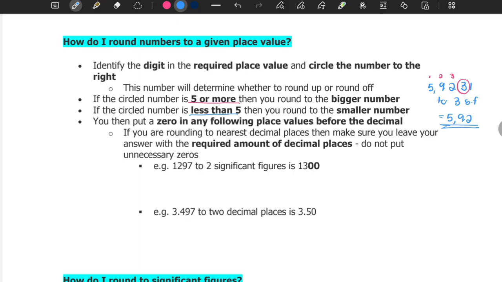So then it says, if you put a 0 in any following place values before the decimal, and if you're rounding to the nearest decimal, then make sure you leave your answer to the required number of decimal places. So that part is important. Do not put unnecessary zeros, because that can change the number of significant figures or decimal places once you add unnecessary zeros.